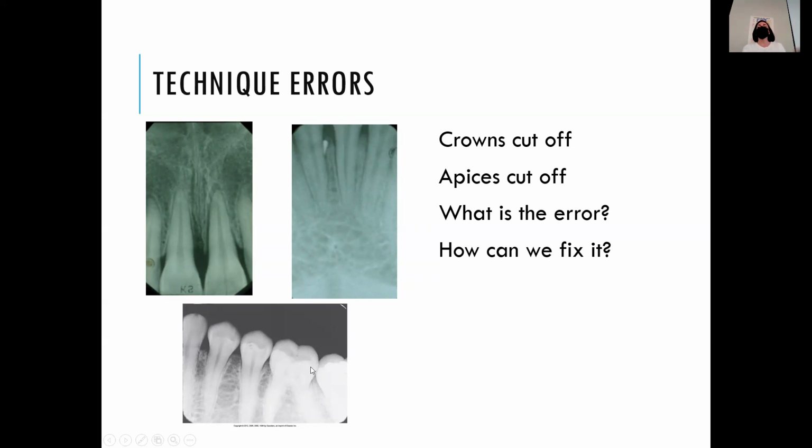This patient probably didn't bite down far enough at all, and so they didn't seat the film deep enough, so that they couldn't get the apices. You can see there's some foreshortening going on because you can see some of the occlusal surface and you cannot see the apices of those roots. That's a definite retake. These are all definite retakes.